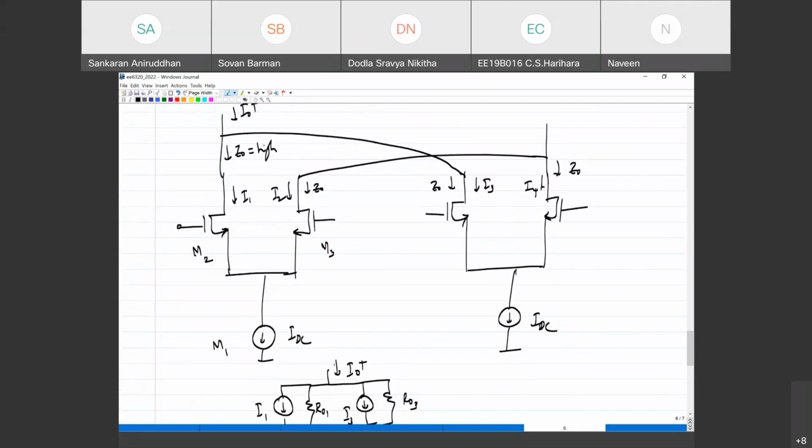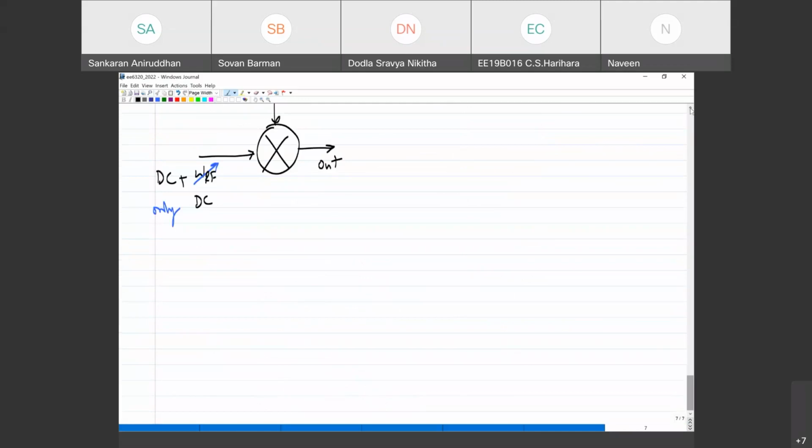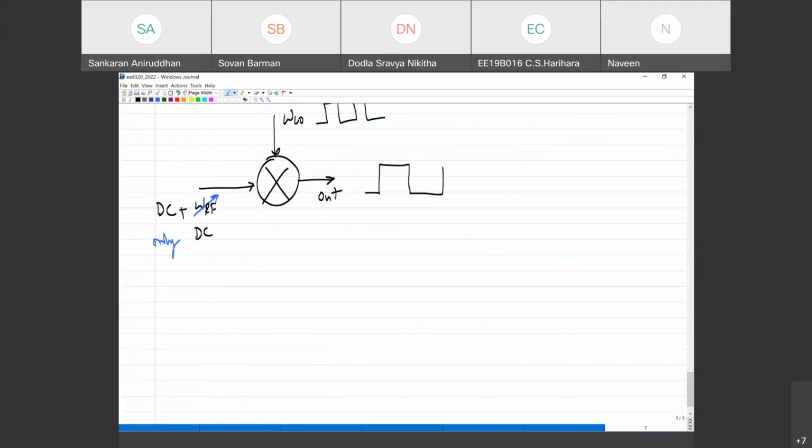I'll basically get a switching waveform. When the LO clock is high, M2 will be on, and I'll get IDC flowing through the output. Otherwise, I'll get 0. Same thing for the other side. So the output will go between 0 and IDC. For the fully differential output, it will go from minus IDC to plus IDC, correct? I'll not even get a DC component.